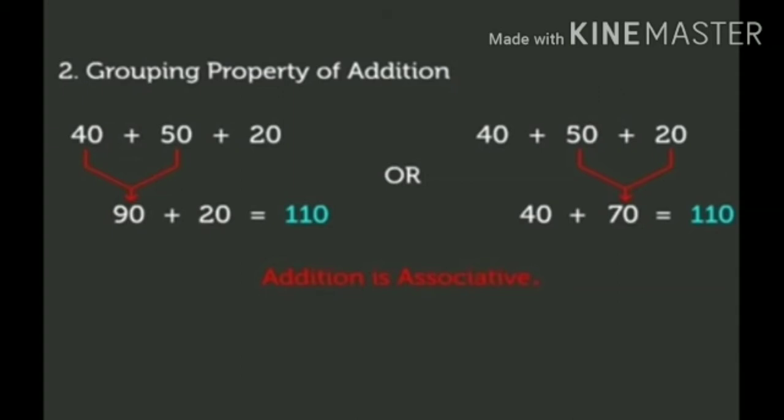Look at the numbers 40, 50 and 20. If we add 40 and 50 first, we get 90. Then we add 90 and 20, we will get 110. Or we can first add 50 and 20, we get 70, and then we add 40 to 70, we will get 110. It means in both conditions the answer is the same. Means when we are going to add three numbers, we can add any two numbers first. It means addition is also associative.